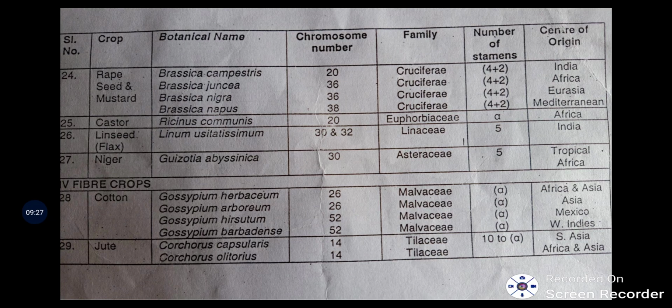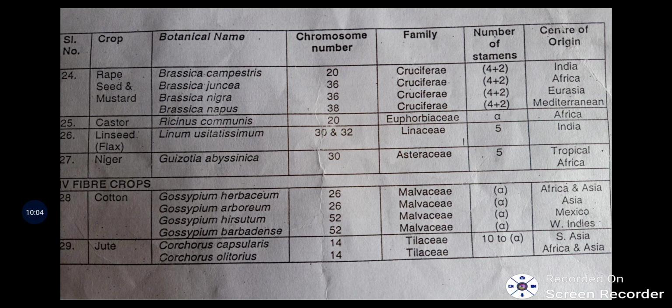Next is castor, Ricinus communis. This has chromosome number 20. Remember, castor is not utilized for regular edible purpose. Whenever medicines or some that kind of material, castor is utilized a little bit as an ingredient or a lubricant. Majorly it is utilized as lubricant. It belongs to Euphorbiaceae family. Then number of stamens that differs. Then it originated in Africa.